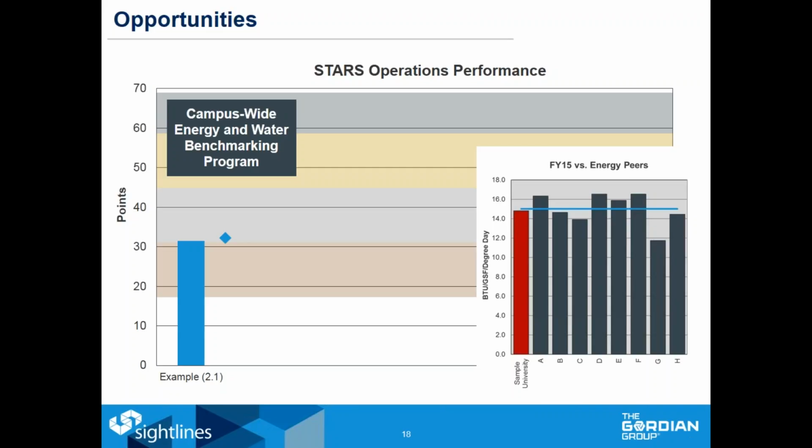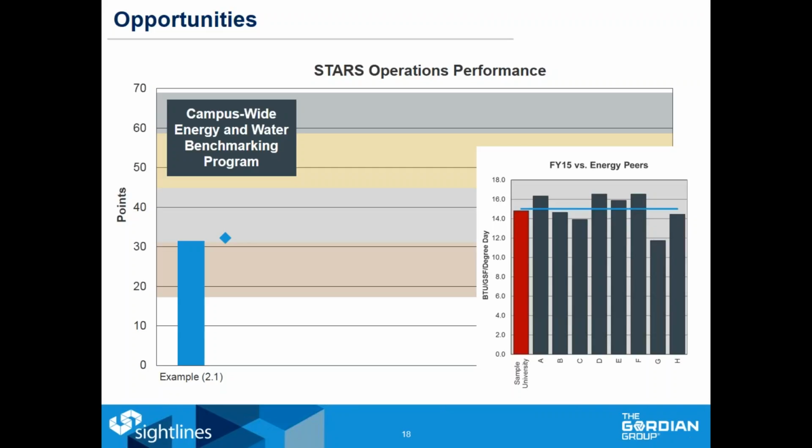And what we did was lay out a scenario for them of how to move from that cusp of silver categorization to having a really strong operations performance in the next iteration of their reporting. So the first recommendation that we made for them shows up as that blue diamond. We said, STARS is going to give you credit if you do campus-wide energy and water benchmarking.